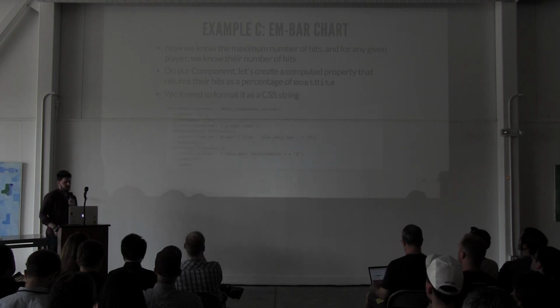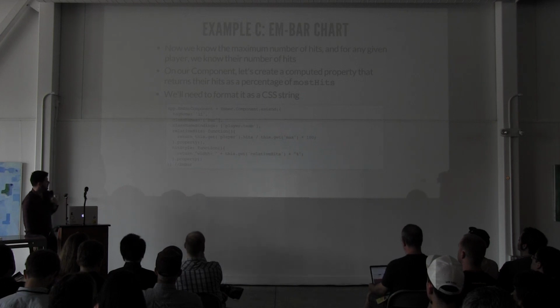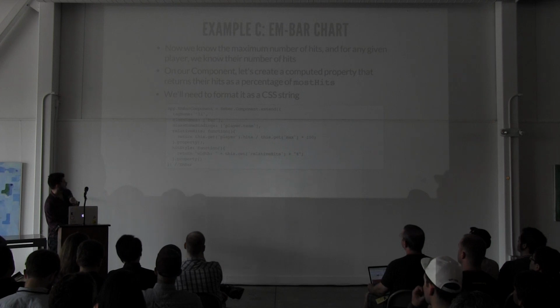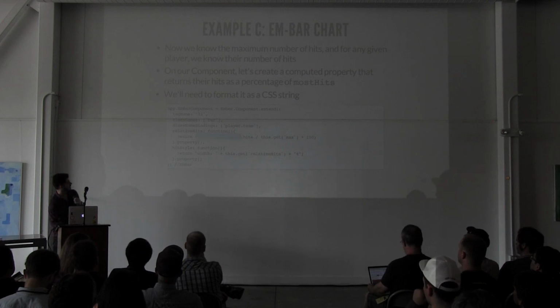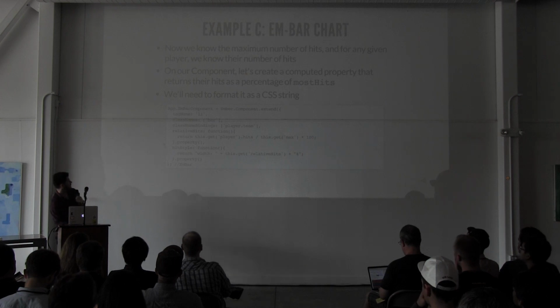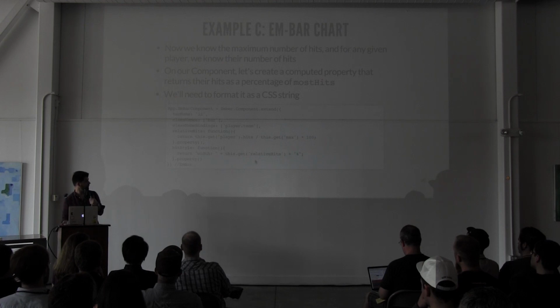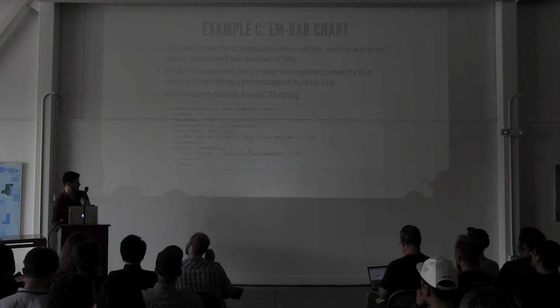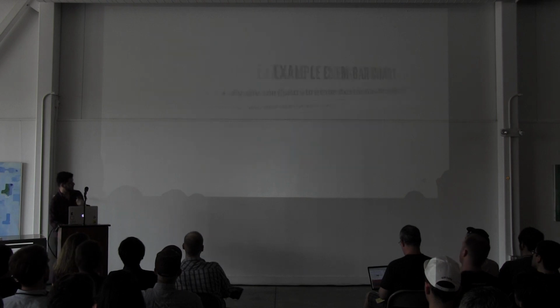We need to do a couple things on our component element to make this look visual. So what we have is relative hits, and this is worth looking at. If you take that player's hits divided by the max number of hits times 100, that gives you their number of hits as a relative percentage of the most hits. And what we can do is say hit style returns that as a CSS string. So we just say width equals what we grabbed right here, and we give it a percentage. And what that gives us is this example.